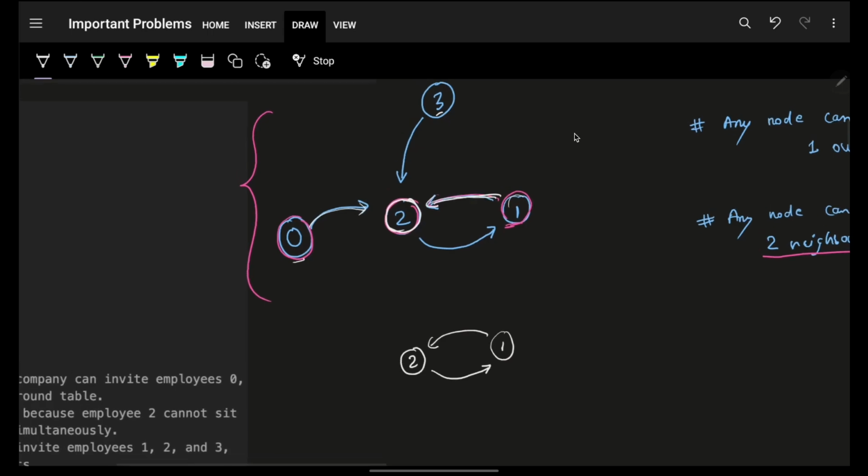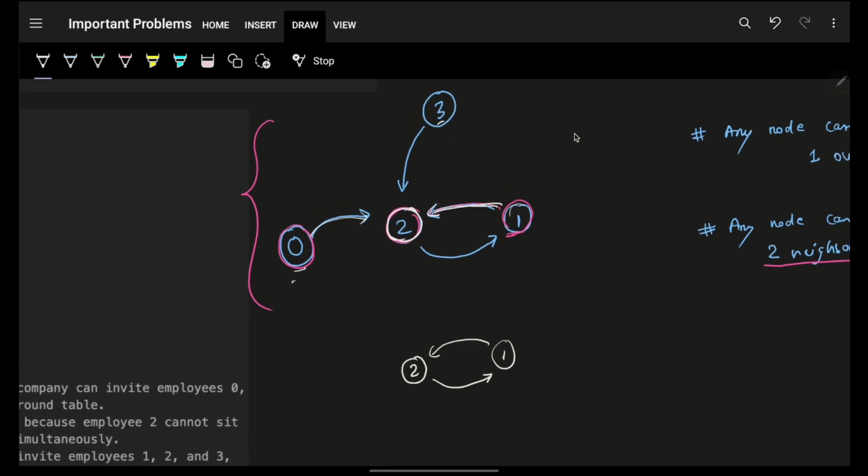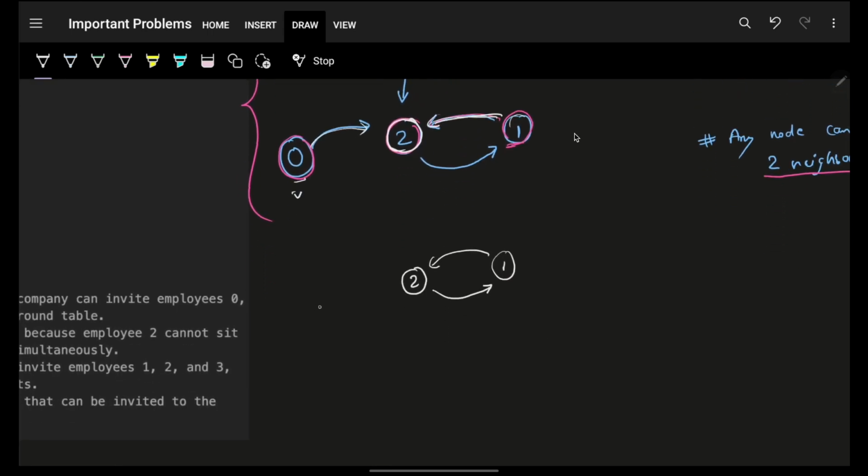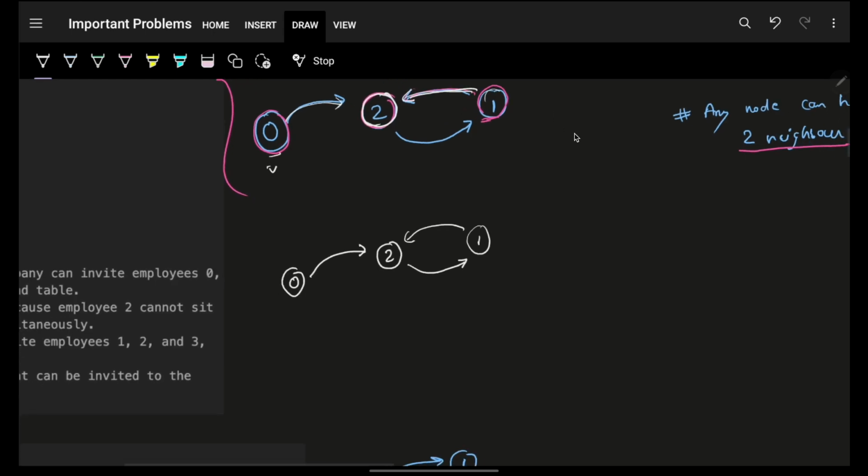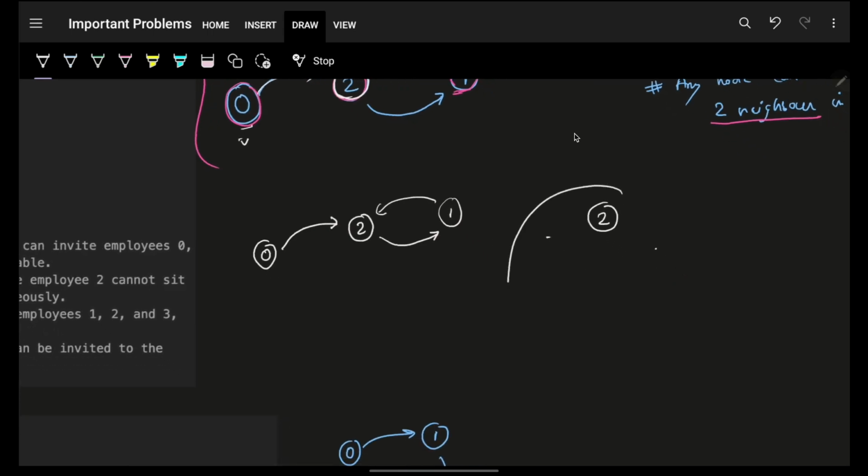But I still have 2 people left. Can I place them? Let's see. Let's try to also invite 0. If I try to invite 0, yes, he can come. Why can he come? Because 2 has 2 vacant positions. Every person sitting at a circular table has 2 vacant positions. One vacant position is filled by 1. I still have one vacant location, so obviously it can be filled by anyone. So let's say I fill it with 0.